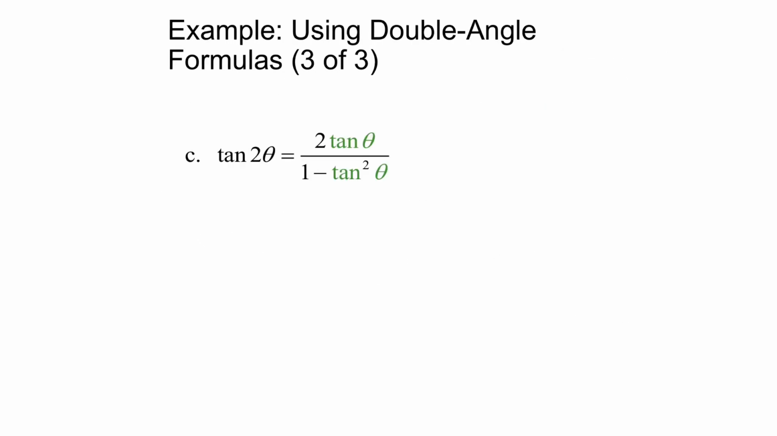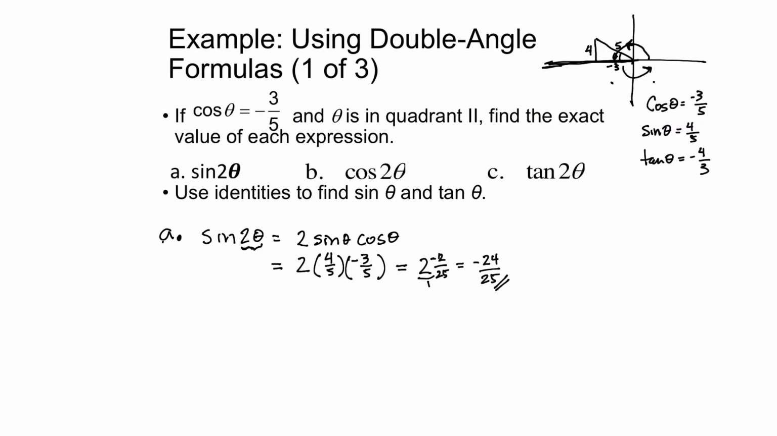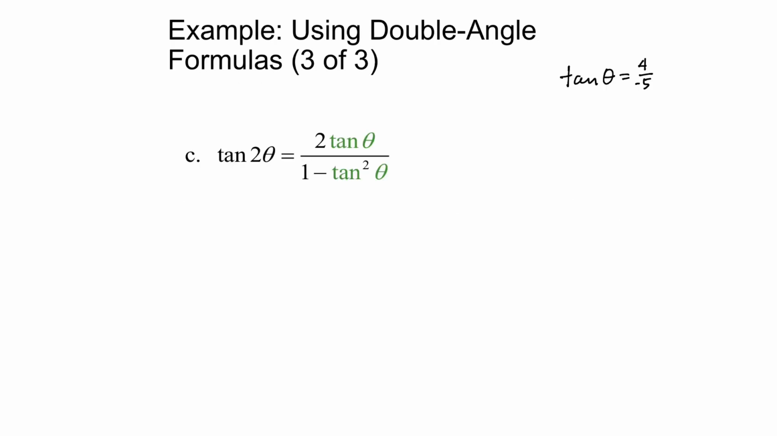Let's go now to the tangent of 2 theta. Tangent, if you recall, our tangent of theta was equal to 4/-5, so negative 4/5. And I just want to double check. I think that's what it was. No, it was, I'm glad I checked, 4/3. So let's fix that.